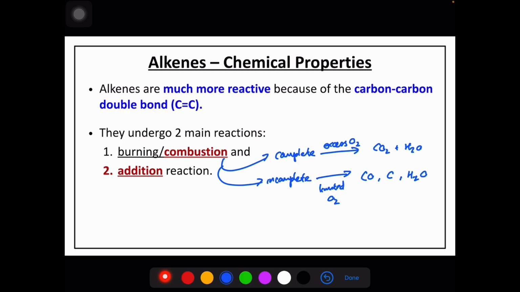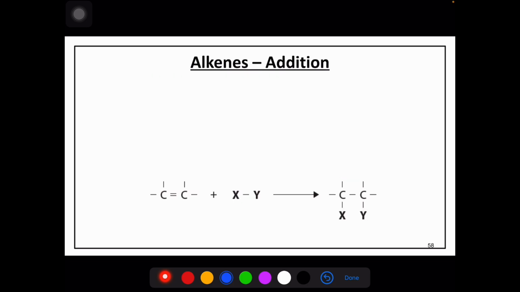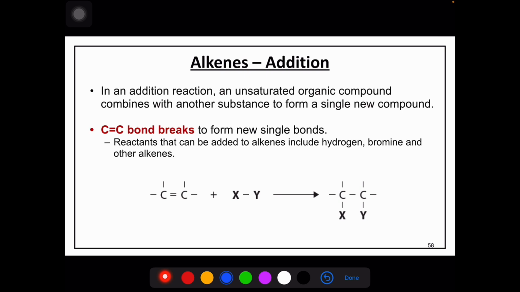But addition reaction is the one that's interesting, because alkane has substitution, if you recall, but alkene will have this thing called addition reaction. So what exactly is an addition reaction? In an addition reaction, an unsaturated organic compound combines with another substance to form a single new compound. Basically, addition, add them together. What happens here is that the carbon-carbon double bond will break to form new single bonds.